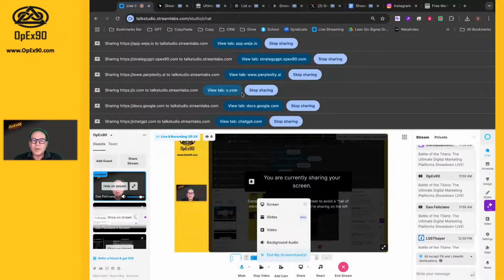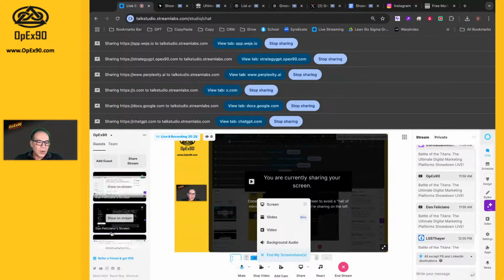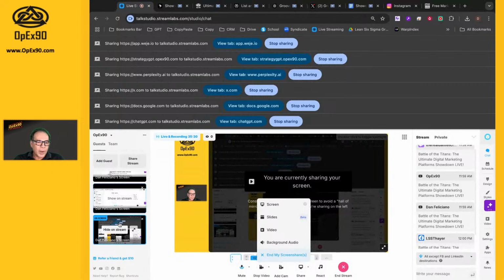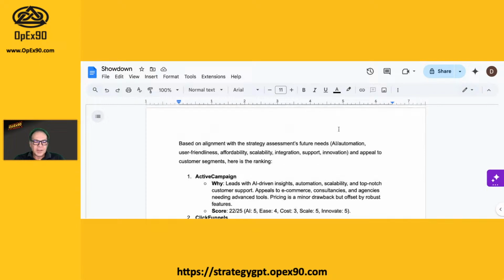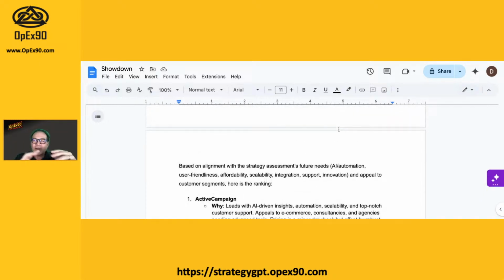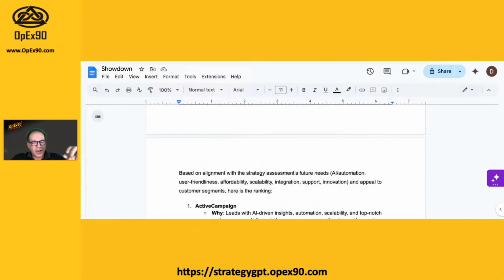What we're going to do is open up the Google Doc. This is the Google Doc that we're talking about. We're going to take a look at how these actually stacked up. Remember, we asked what the 5-year look ahead looks like. In that 5-year look ahead, it had features, functionality, scalability, and support, and we had it rank and prioritize.